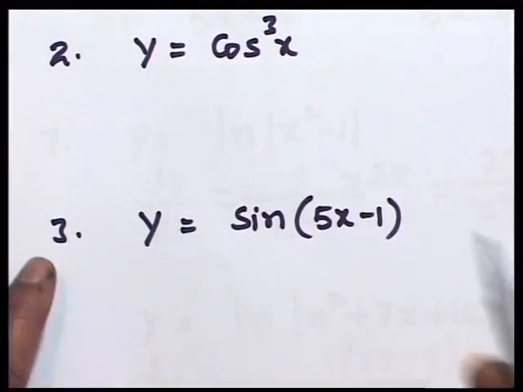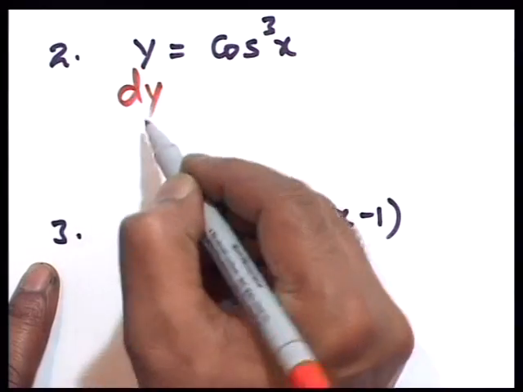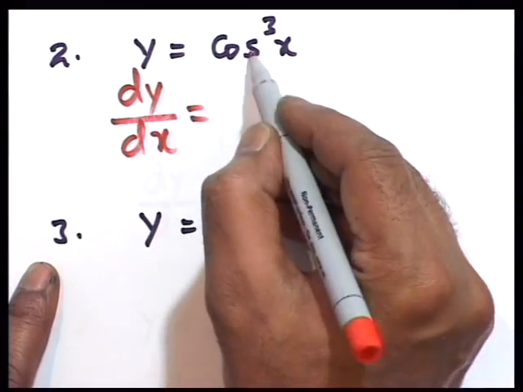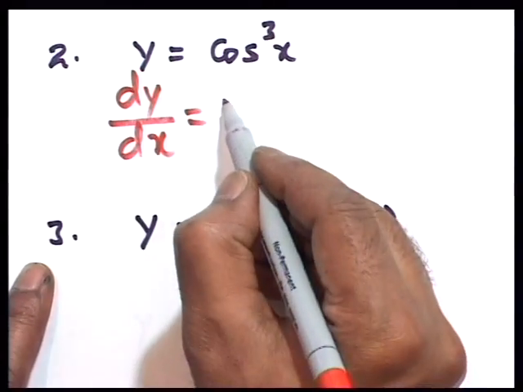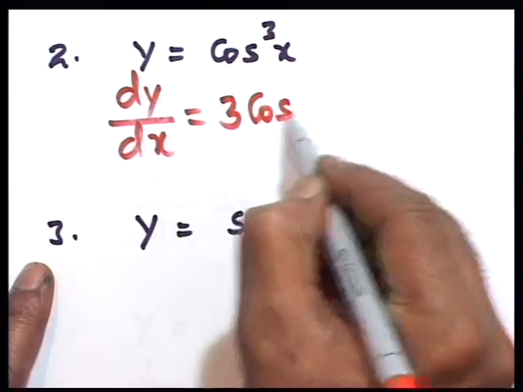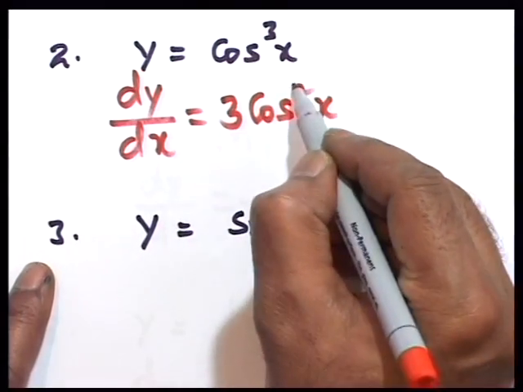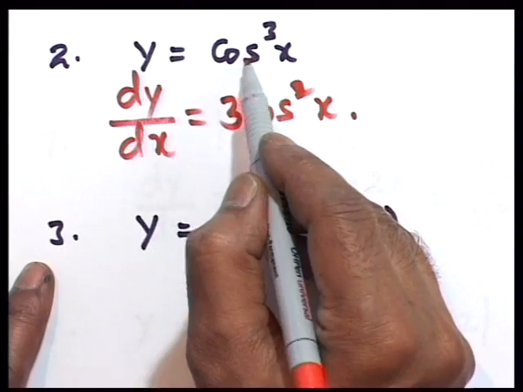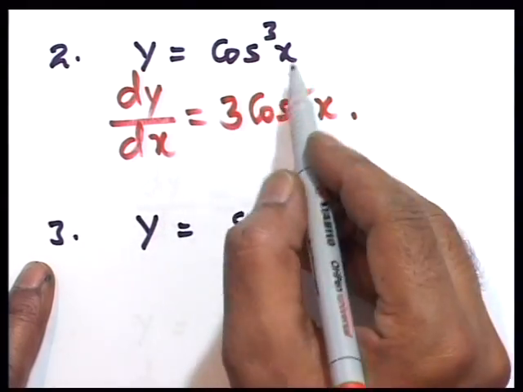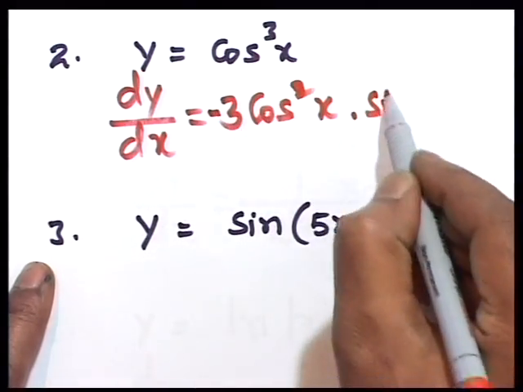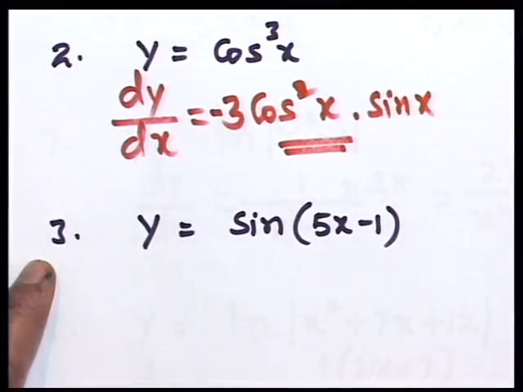Cos cubed, you can copy and solve them, guys, you know them, right? dy over dx equals something cubed is 3 times the same thing squared, times differentiate cos. Don't forget, that's a minus sign. So leave it like that. Done.